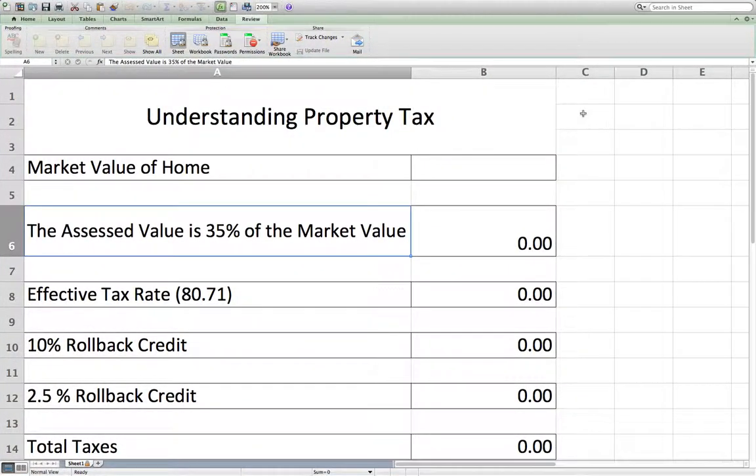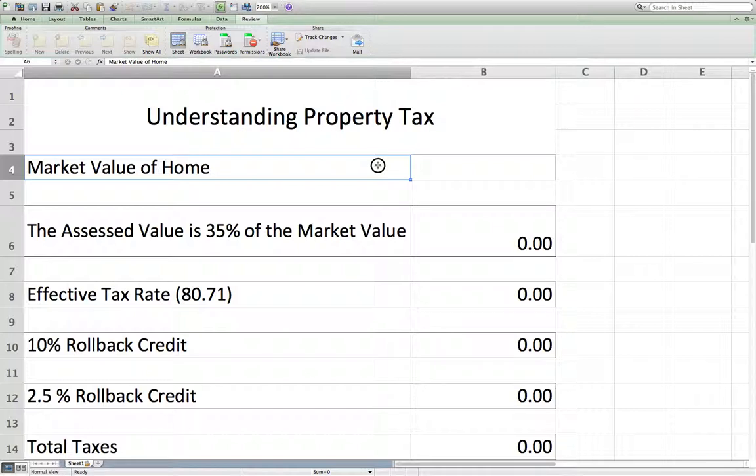Let's take a look at understanding property tax by using this interactive spreadsheet. We can use this spreadsheet to calculate how much taxes we'll actually be paying on our homes in Parma. So the first thing that we need to do before we figure out how much taxes we're paying is to understand what is required to come up with this total sum.